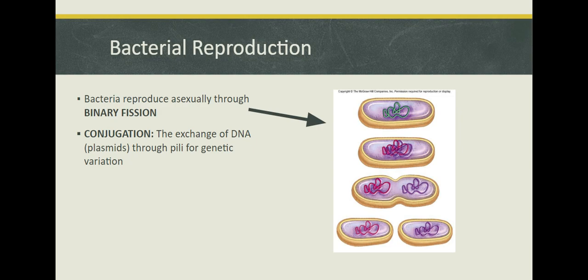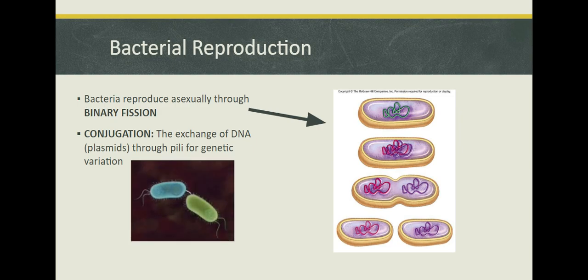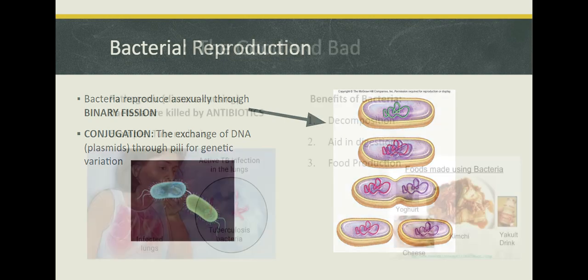However, bacteria can exchange DNA, plasmid DNA, through tiny little string-like structures called pili. And when they exchange DNA, this allows for genetic variation. So it's mixing up the DNA in a sense. And so there you can see two bacteria that are connected by that pili, and little tiny rings of DNA, plasmids, can pass through that, mixing up the DNA and allowing for genetic variation.